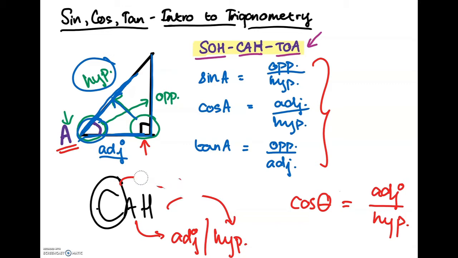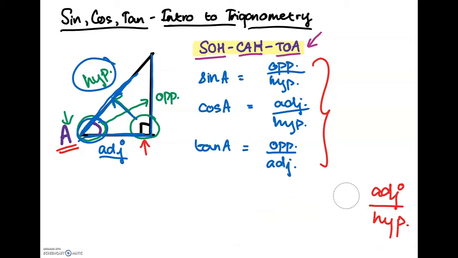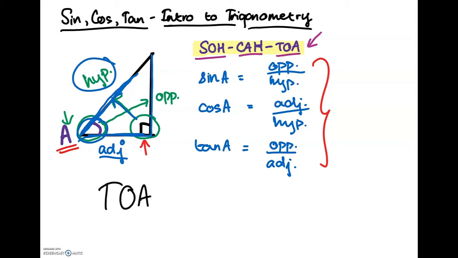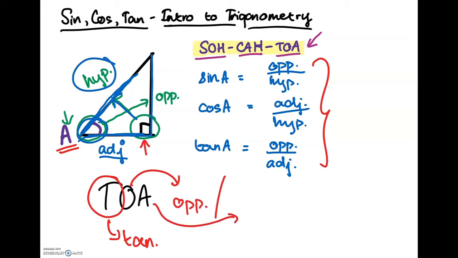We're going to go through our last one. I'm pretty sure you'll get the hang of it by now, but we're just going to go through the last segment of that acronym, which is TOA. So TOA means the first term is tangent, because that's what we have at the beginning, and it is equal to the opposite over the adjacent. And that's what I've written over here as well. Tangent is equal to the opposite over the adjacent side.